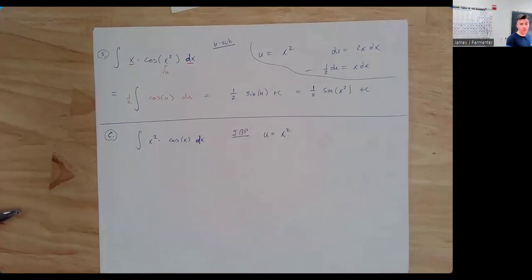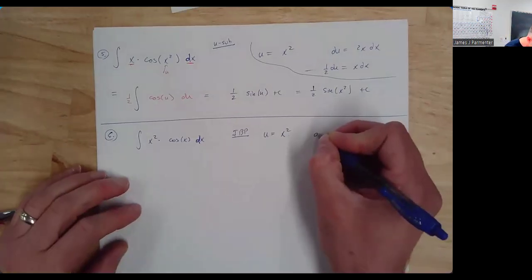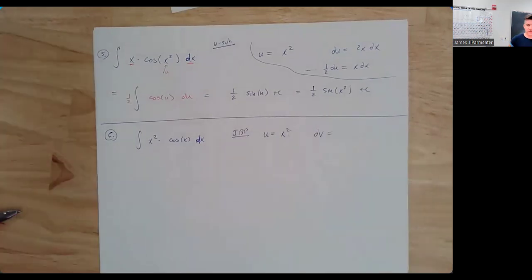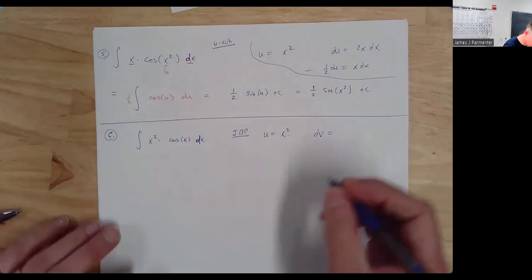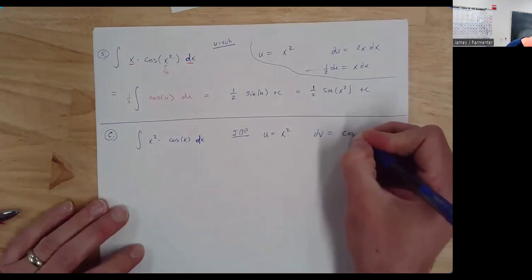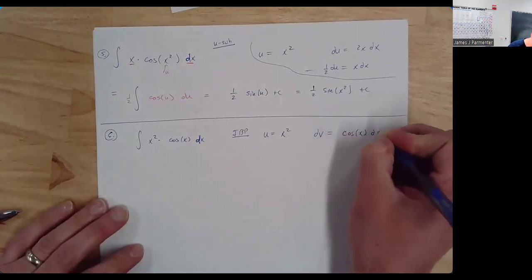So as soon as we've written down what our u is, the next thing you should write down is the dv, whatever else is multiplied by what you chose for u, to finish off the entire rest of your integral. So everybody write down what dv is. Right, everybody should have written down that dv is equal to cosine of x times dx.